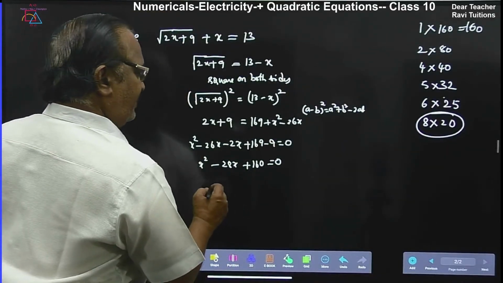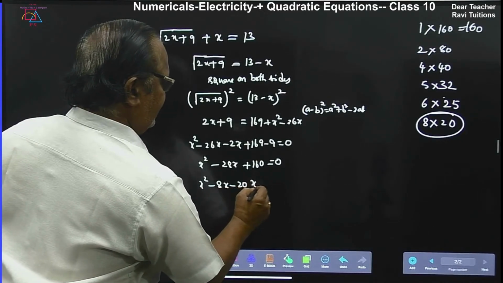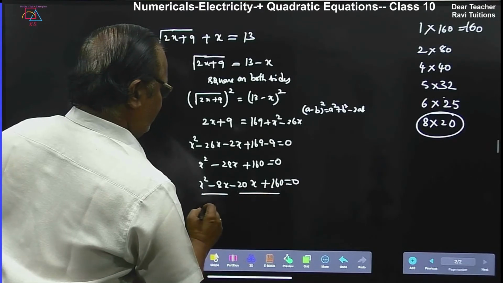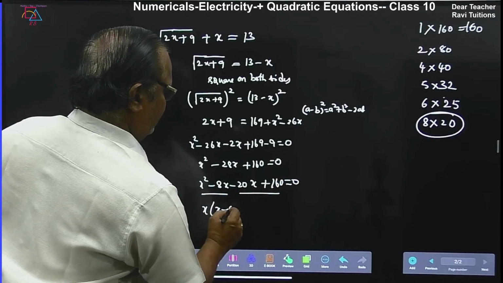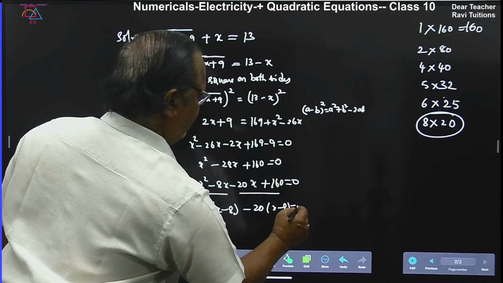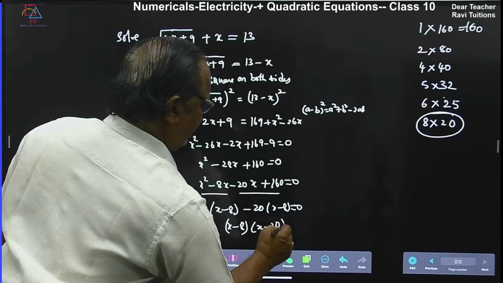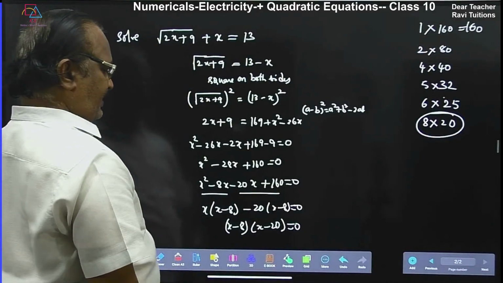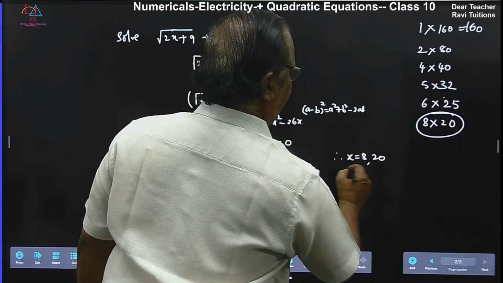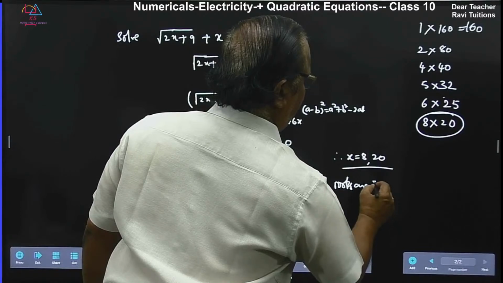So I have to divide: x square minus 8x minus 20x plus 160 is equal to 0. First two terms, last two terms. x common, x minus 8; 20 common, x minus 8 is equal to 0. x minus 8 into x minus 20 is equal to 0. Therefore, x is equal to 8, 20. So the roots are 8 and 20.